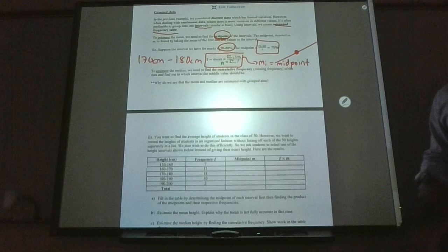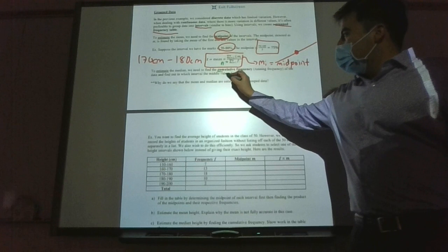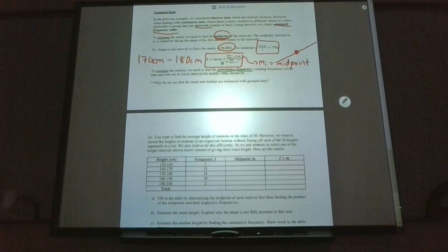Okay, so to estimate the median, I'll talk a little bit more about this. You have to use something called cumulative frequency. And another word for this is running frequency. Has anyone heard of this? You know what that word cumulative means? Anyone want to think? Maybe you heard it in another course.